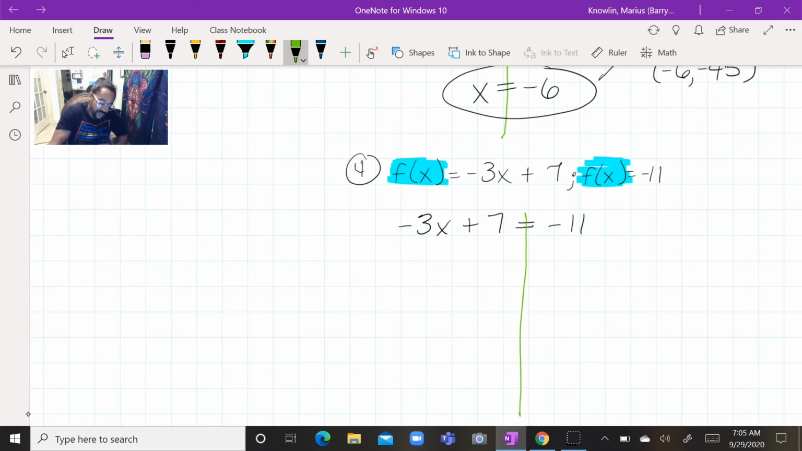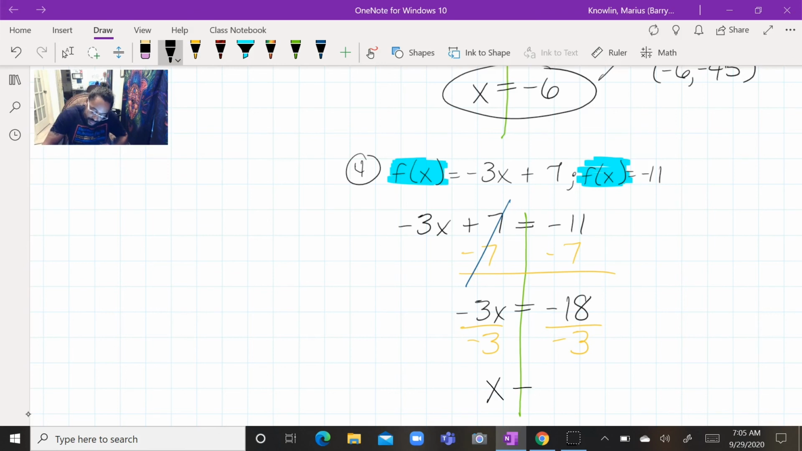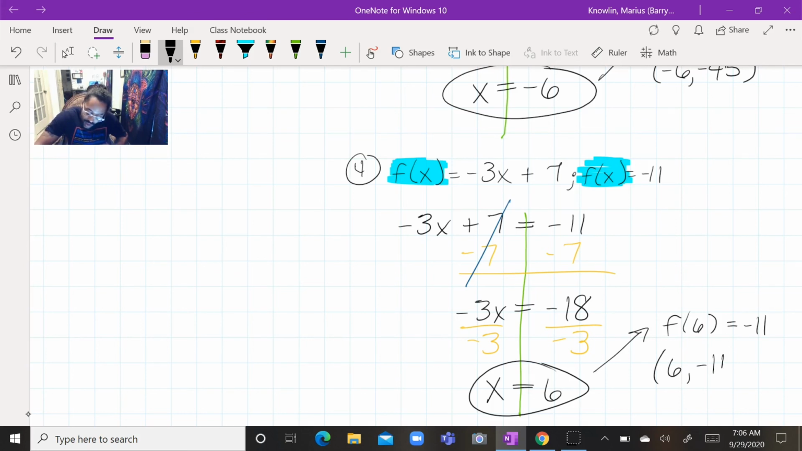Divide our equation into two parts. We start off by subtracting 7 from both sides. The 7's cancel out. We're left with negative 3x equals negative 18. Our last step here is to divide both sides by negative 3. And now we know that x becomes positive 6 because a negative divided by a negative is a positive. And we can write this as f of positive 6 equals negative 11. Or we could say when x is 6, y is negative 11. And that will conclude our lesson for today.